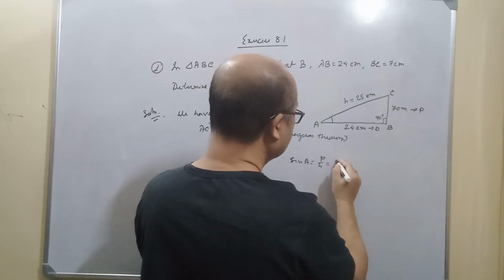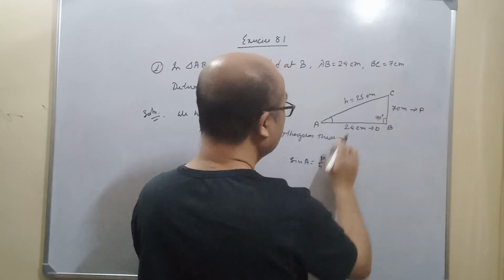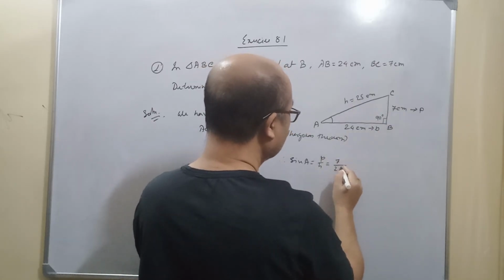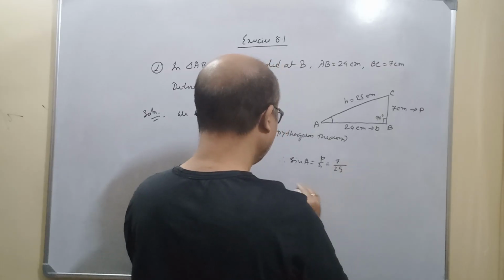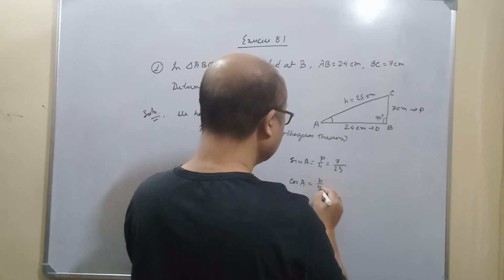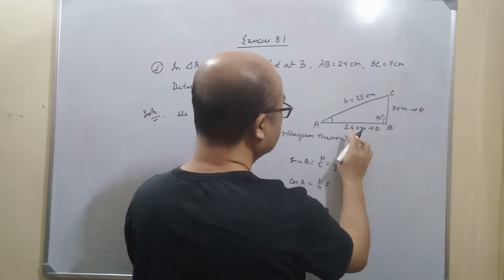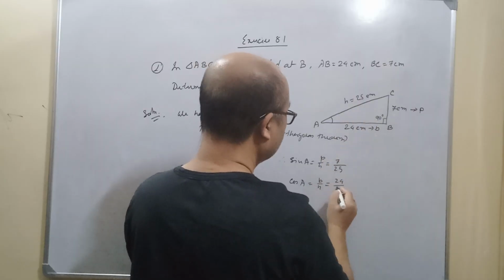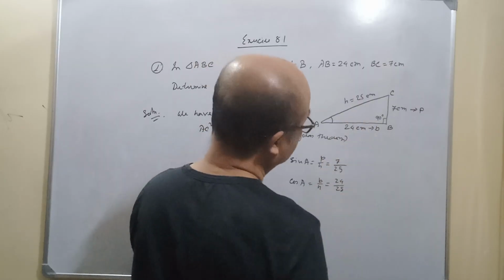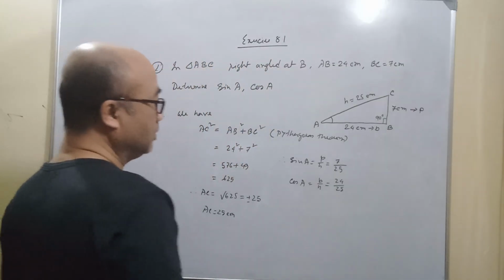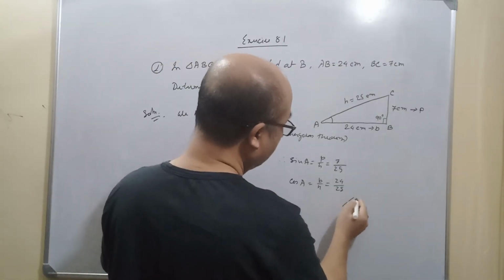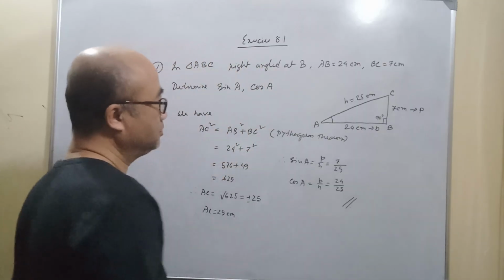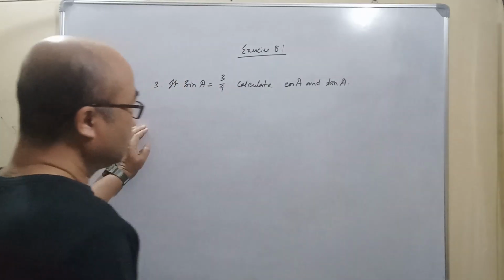And this is 7. And what is the hypotenuse? It is 25, right? And cos A is base by hypotenuse. What is base? 24. What is hypotenuse? 25, right? So this is your answer. Question number 3.